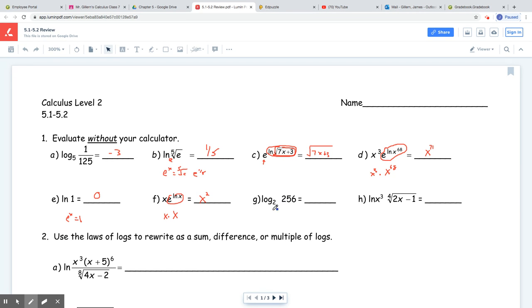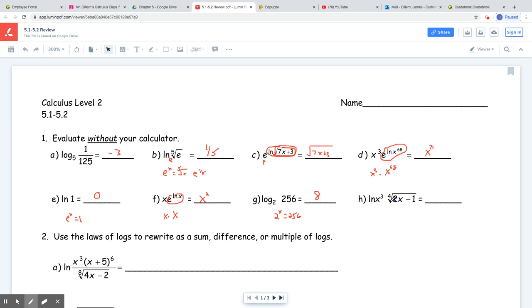Now, this one, 2 to what power gives me 256? So do that a little bit. 2 to the 5th is 32. 2 to the 6th is 64. 2 to the 7th is 128. So 2 to the 8th is 256.